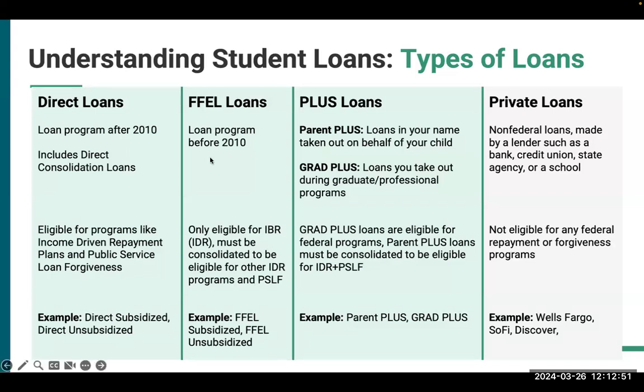So let's start with direct federal loans. The direct federal loan program began around 2010. So if your loan was dispersed from 2010 to present day, there is a very good chance it is a direct federal loan. This includes direct subsidized, direct unsubsidized, and even direct consolidation loans. The easiest way to tell if it is a direct loan is it will literally say the word direct in that loan title, or it will say DL, which stands for direct loan.